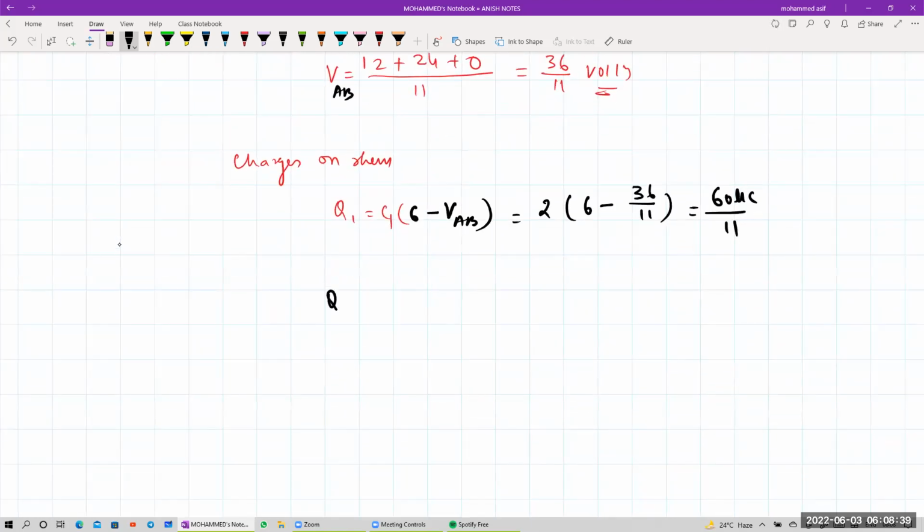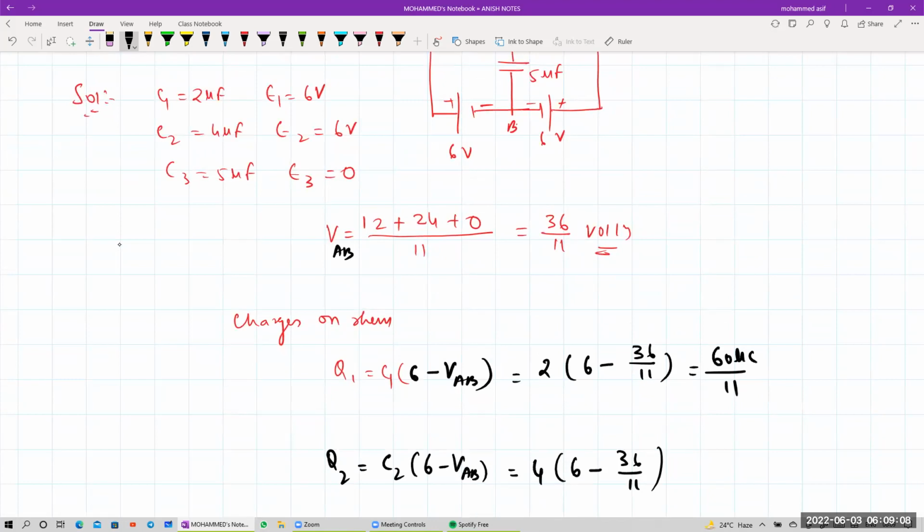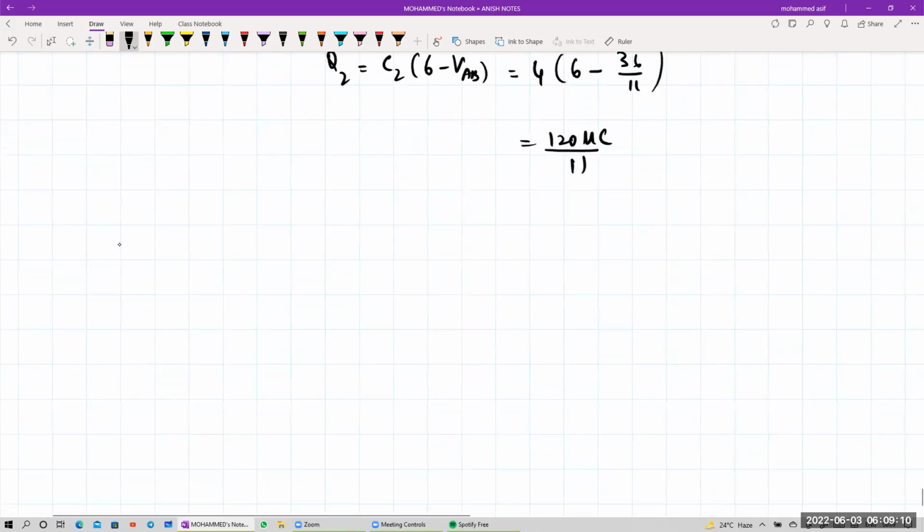Yes sir. If you want Q2, Q2 is equal to C2 into 6 minus the potential of AB. What is C2 in the problem? C2 is given as 4. 6 minus 36 divided by 11. So that will be equal to 120 microcoulomb divided by 11. Understood? Yes sir. Next one.